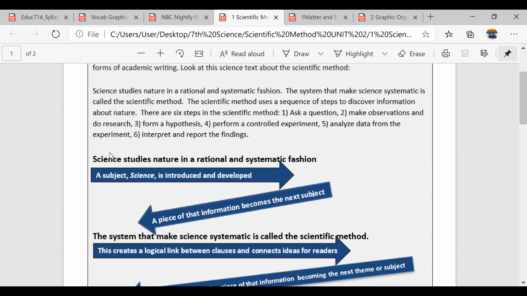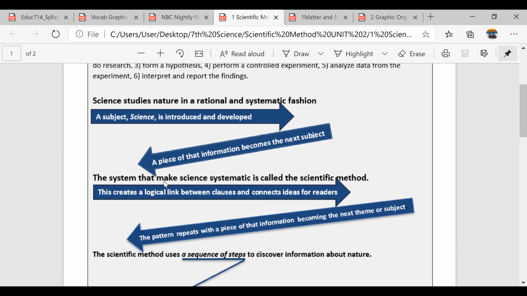What information do we learn about science? Science studies nature in a rational and systematic fashion. Now, some piece of that information from the predicate, in particular, the idea of being systematic, is grabbed and brought down to become the subject of the next sentence. So the system is the subject of the next sentence. The system that makes science systematic is called the scientific method.